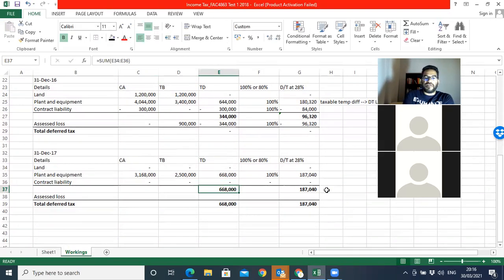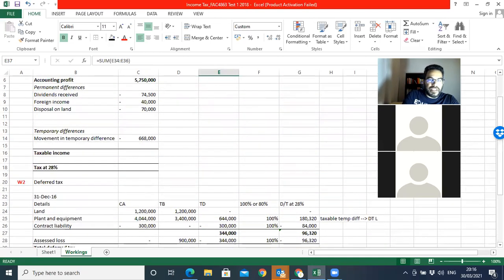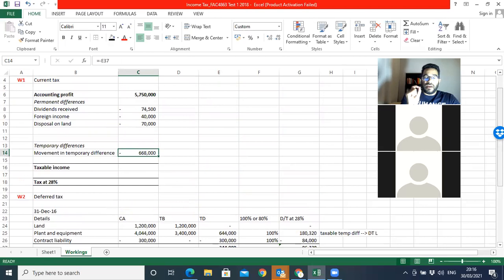Okay, so we're taking the temporary difference. We're not taking the 187. I want to tell you why we're using the 668 and not the 187. I'll explain that now. But here it is positive, yet when I'm taking it over here, I am making it negative. The question is why? Understand what we are trying to get to: moving from an accounting profit to a tax profit. So we're trying to see what the tax profit would be from a SARS point of view.